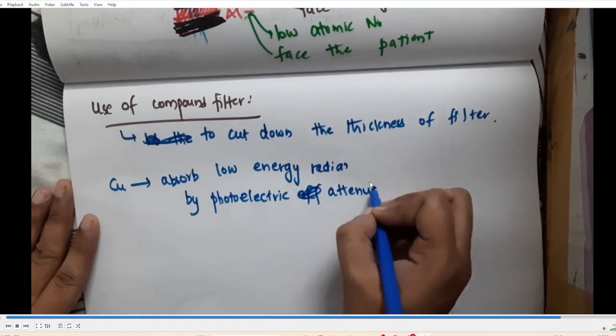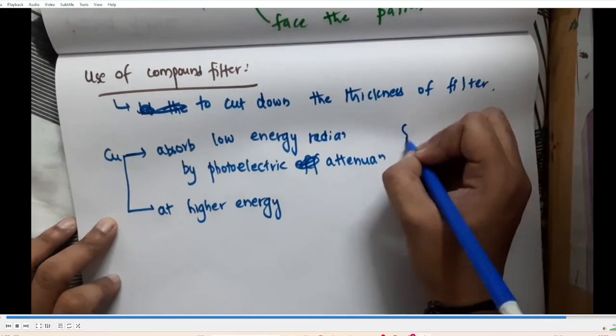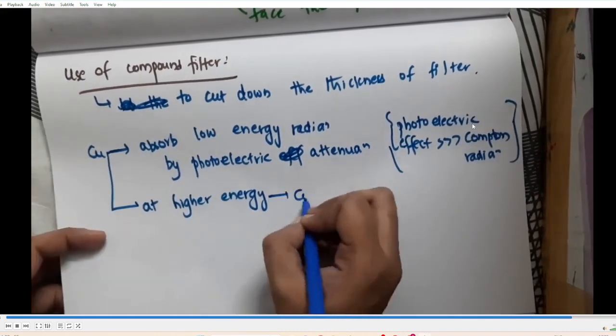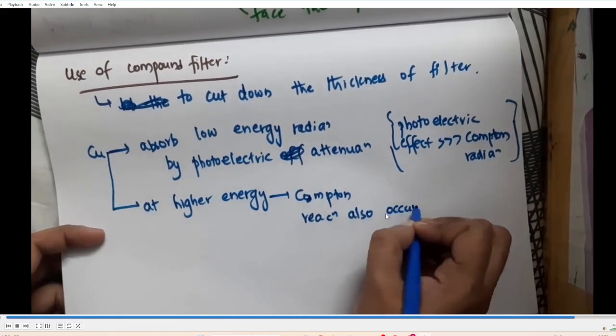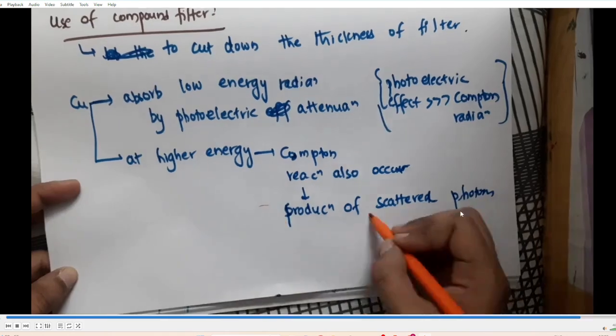Copper absorbs low energy radiation by photoelectric effect. So the photoelectric effect is more common than Compton reaction. At higher energy, Compton reactions can also occur with copper, and it produces scattered photons.